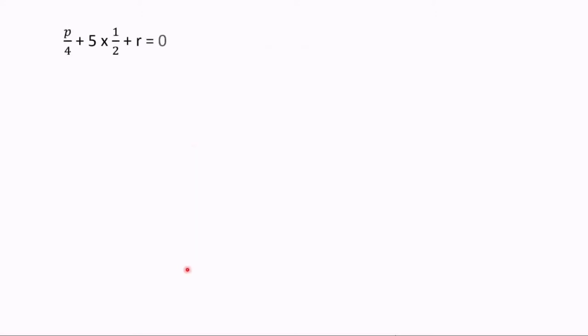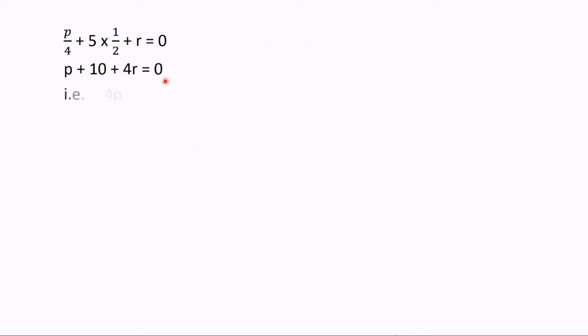Now we can take the LCM of the denominators here. p by 4 plus 5 by 2 plus r equal to 0. So the LCM is 4 into 2, 8. So we can take the equivalent fractions, that is, p plus 2 into 5 is 10 plus 4 into r is 4r equal to 8 into 0 is 0. So the second part is also done.